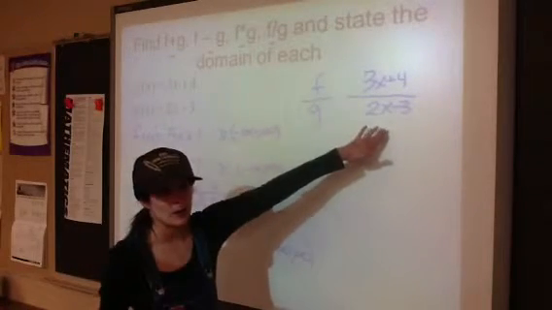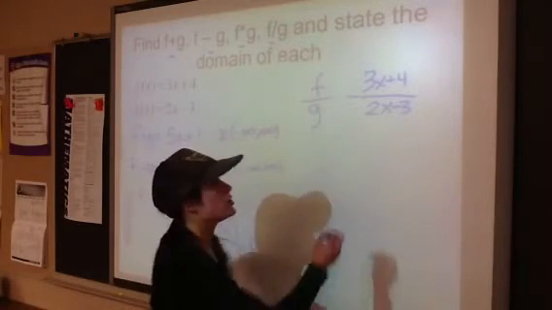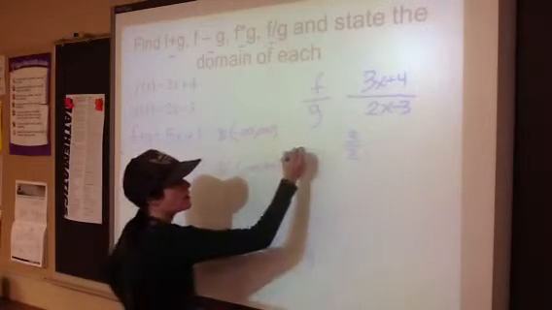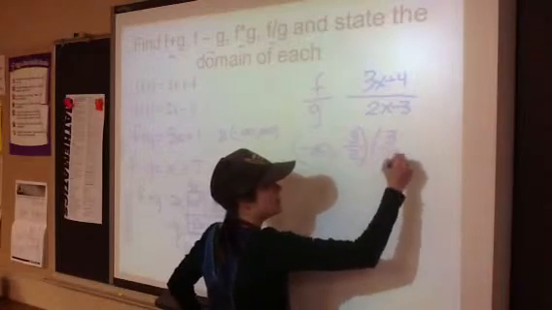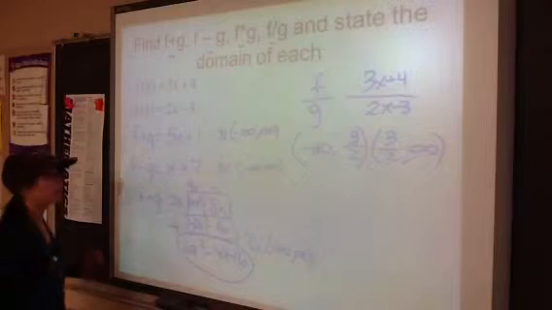Here, we do have a fraction. So what makes the denominator 0? You should say 3 over 2 is our bad number. So we're going to go from negative infinity to 3 over 2, and 3 over 2 to infinity. Yay, go you. And you finished those type of problems.